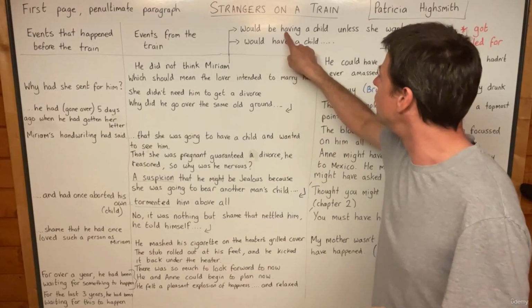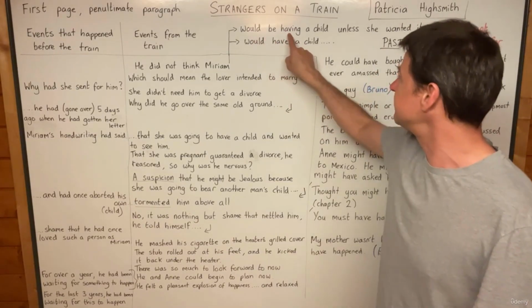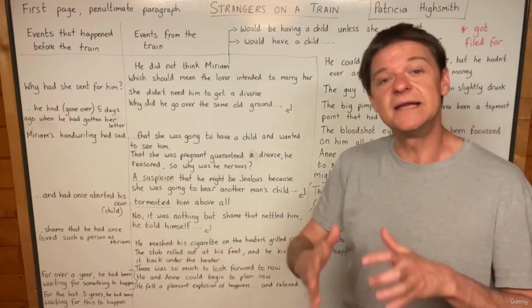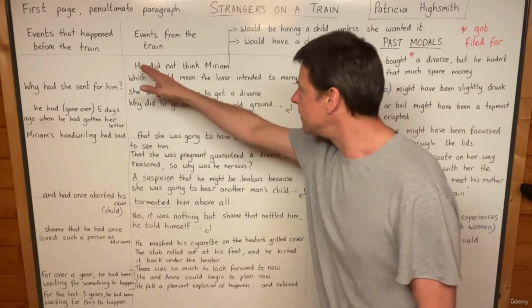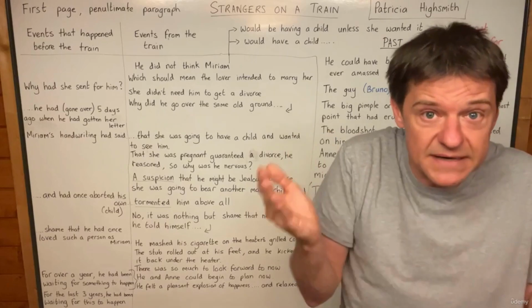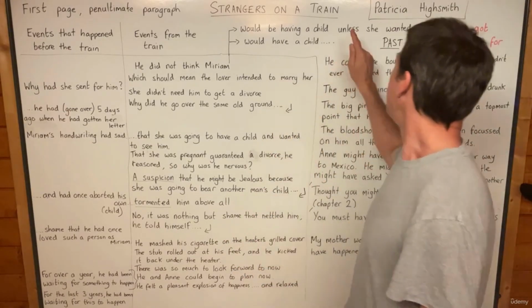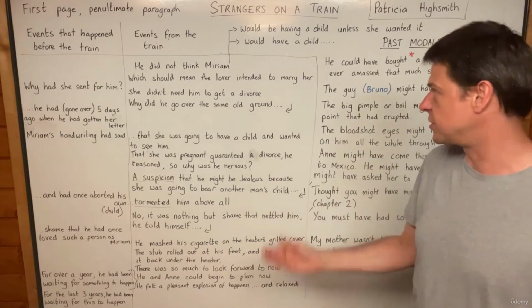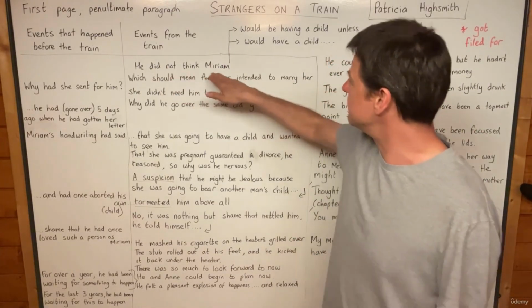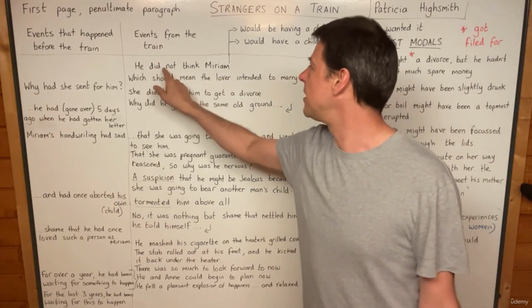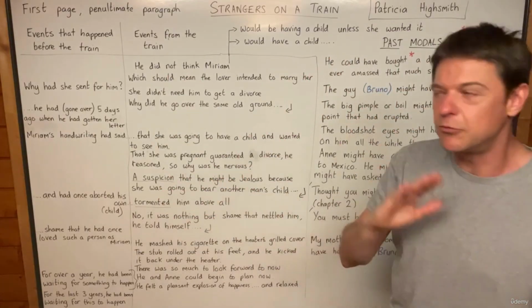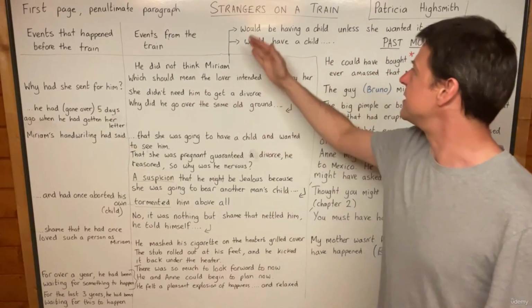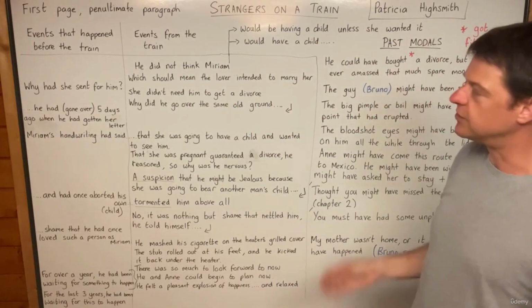This continuous form, this is modal continuous. Continuous is used always to mean in the middle of something. And so he did not think Miriam would be in the middle of having a child unless she wanted it. Okay, so he knows that she wants the child. Now, because this happened on the train, this is past simple. It's all past simple, past continuous, and modal continuous. "He did not think Miriam would be having a child unless she wanted it."